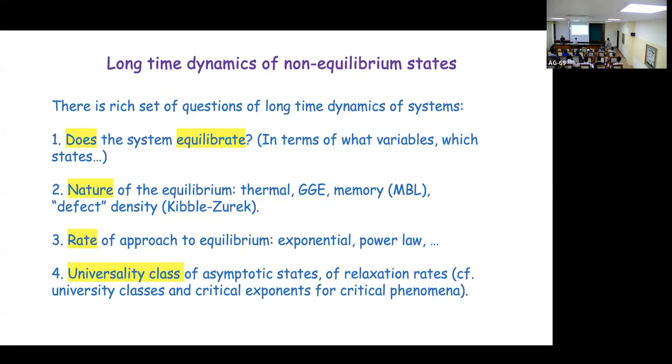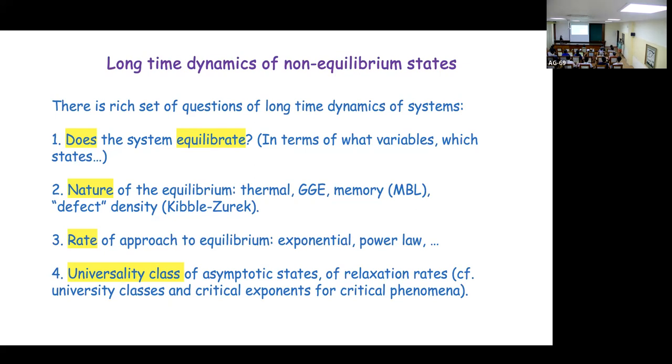Then we ask more quantitative questions. That's about the nature of the equilibrium. If it does equilibrate, does it equilibrate to a thermal ensemble? Or in case of integrable systems, does it equilibrate to a generalized Gibbs ensemble, which has temperature as well as an infinite number of chemical potentials? Or does it retain some memory of the initial state?